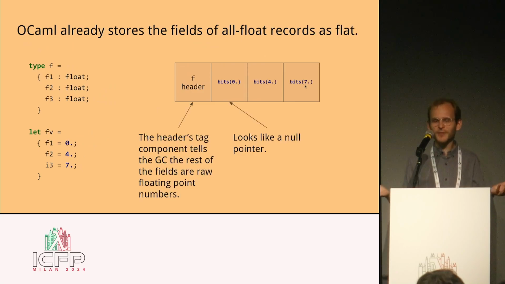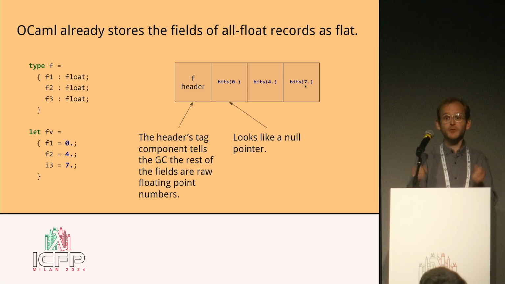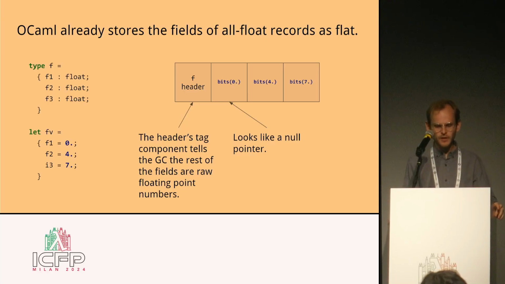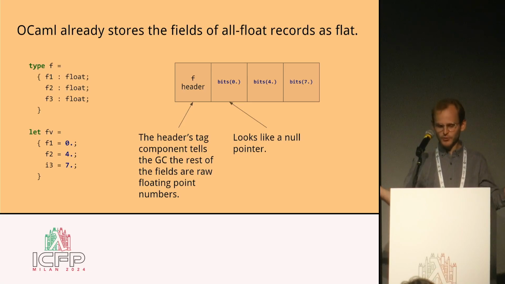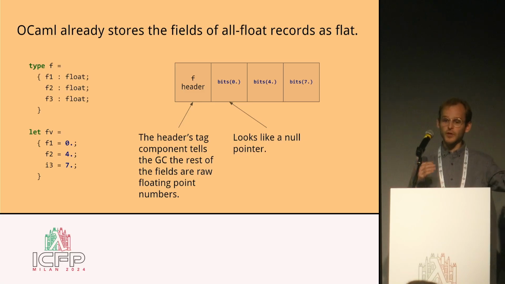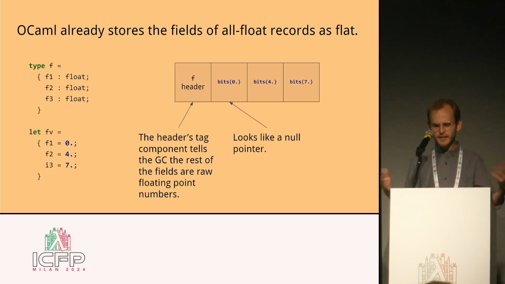The challenge with storing a field flat is the garbage collector must be told about it. In particular, it must be told not to dereference it and treat it as a pointer. So let's look at OCaml's prior art to understand this challenge more. It's already the case that OCaml stores some numeric fields flat. If you write a record where all of its fields are floats, the float values are stored flat in the heap object.